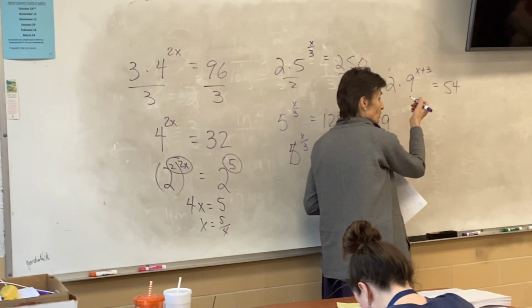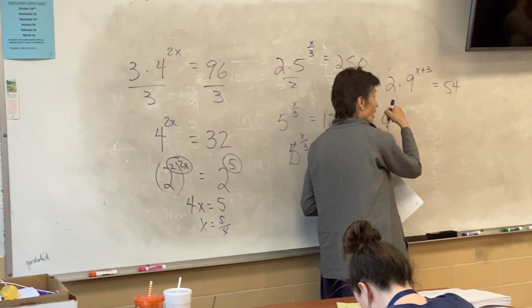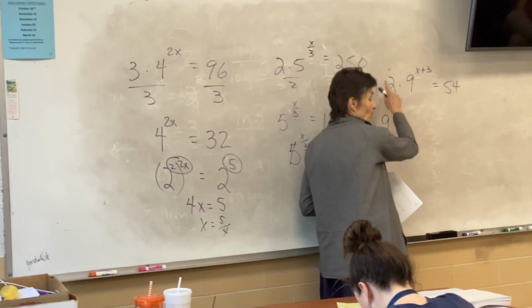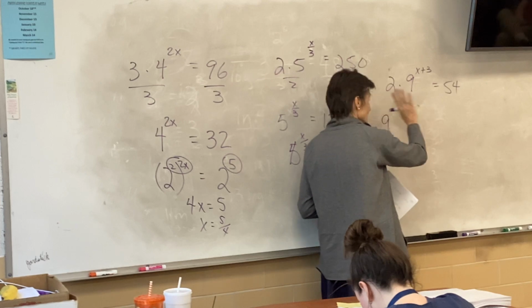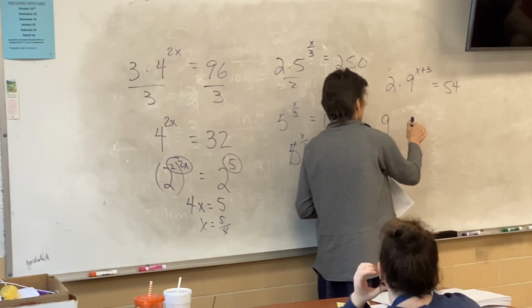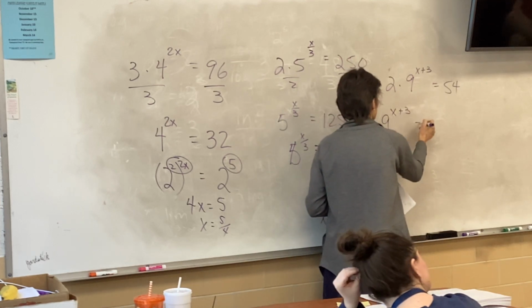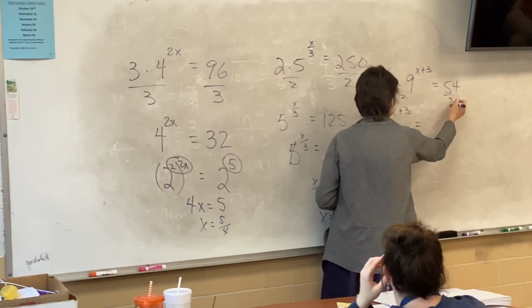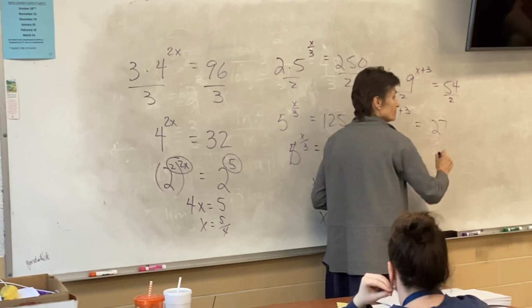Later on in the chapter, at the end of the chapter, we're going to do word problems. And all the time, we're going to have this extra number. You're going to have to learn to divide it out. Get rid of it. So 9 to the x plus 3 equals 27.